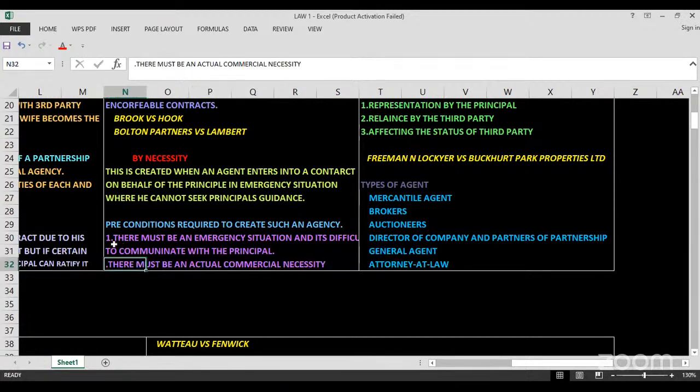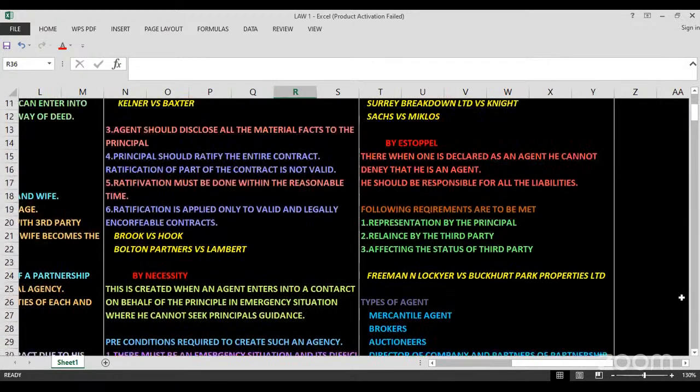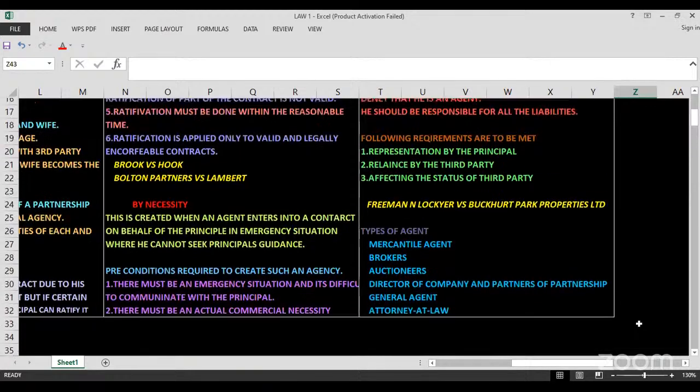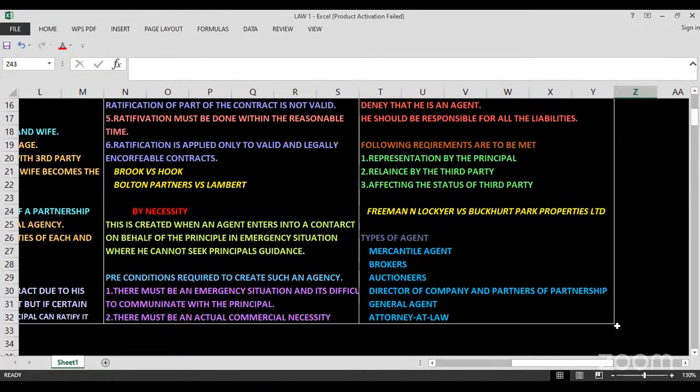Next one is there must be an actual commercial necessity. Which means not just any thing, but something needed. Actually a commercial necessity. I mean it should be commercially a valuable thing. It's like a severe need should be there.